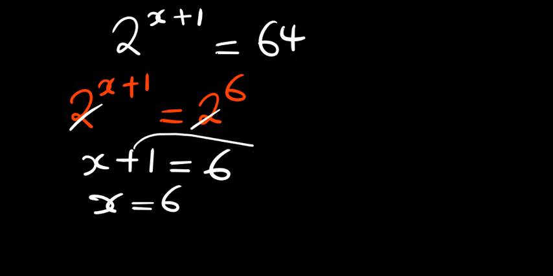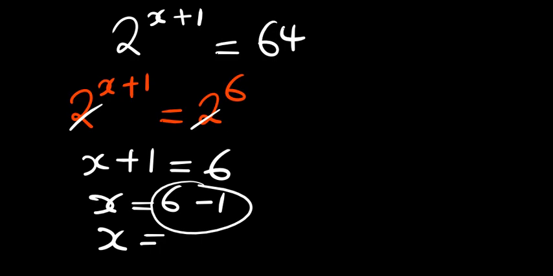The 1 is going to go on the other side because that's where the 6 is. And when it crosses the equal sign, it changes the symbol. This is positive, it's going to become negative on the other side. So I have a negative 1. Therefore x will be equal to 6 minus 1. 6 minus 1, that is a 5. Therefore our answer there is 5. x is equal to 5.